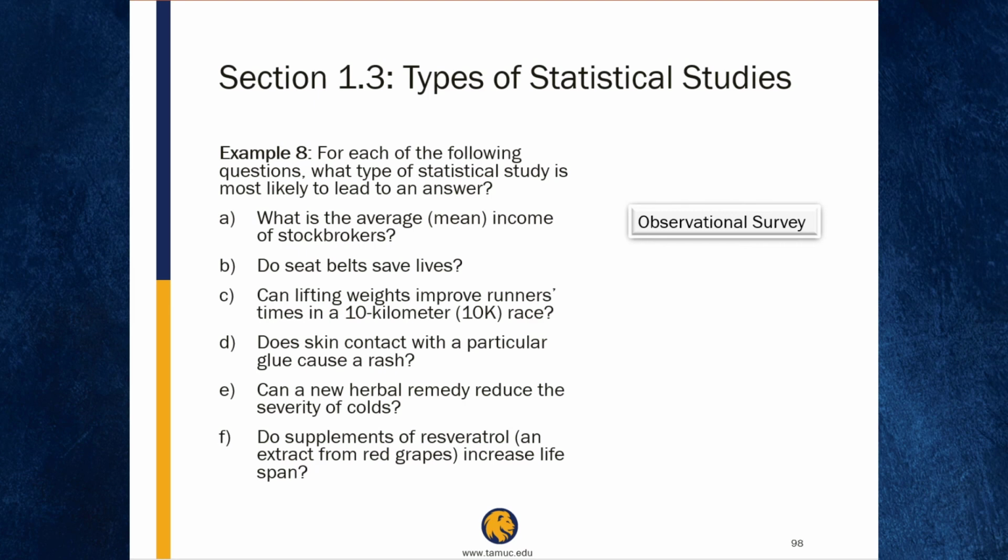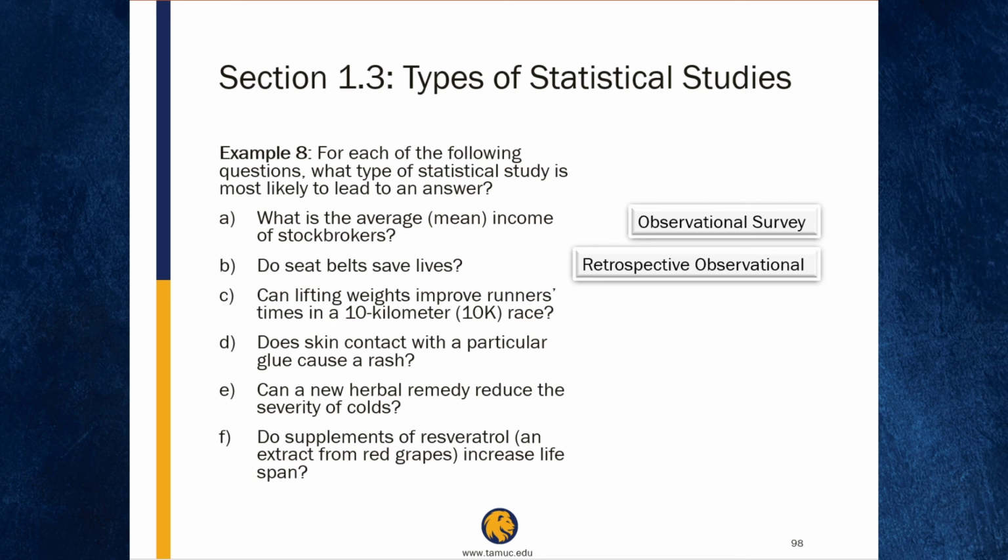Do seatbelts save lives? Not really a situation where we should run an experiment, because that's not very ethical, to ask people to not wear a seatbelt just so that we can check whether it works. So a retrospective observational study would be appropriate here, looking back on past data where people did or did not wear seatbelts, and strictly observational.